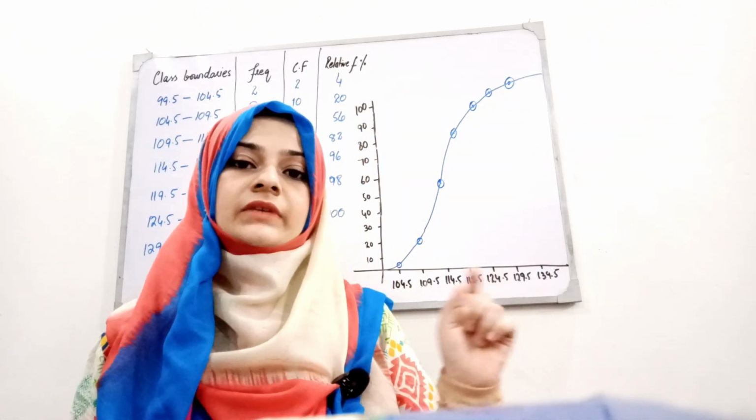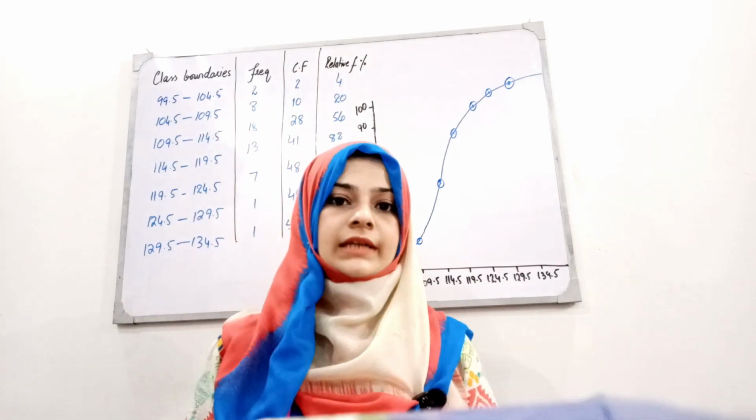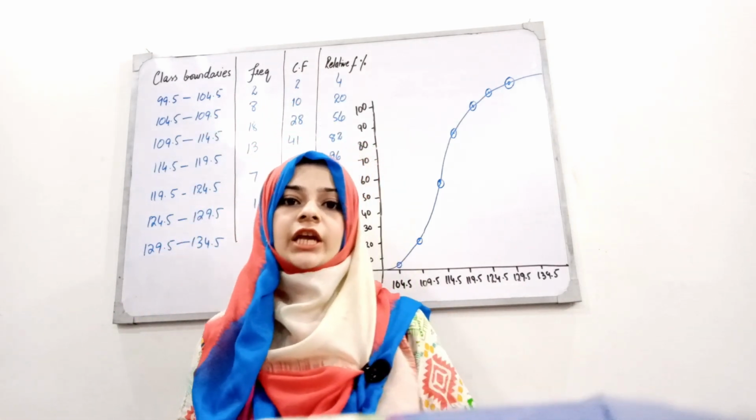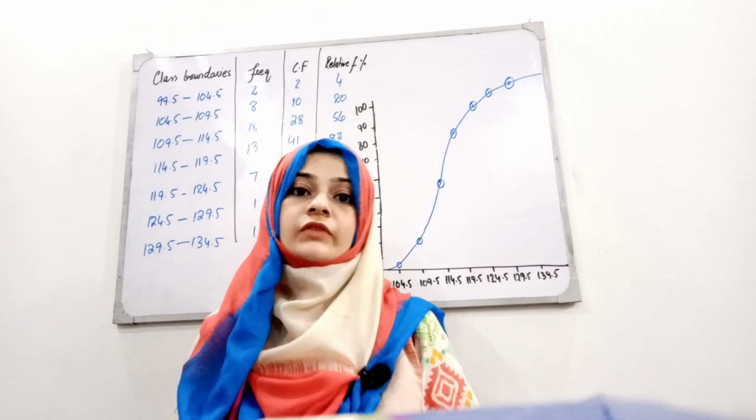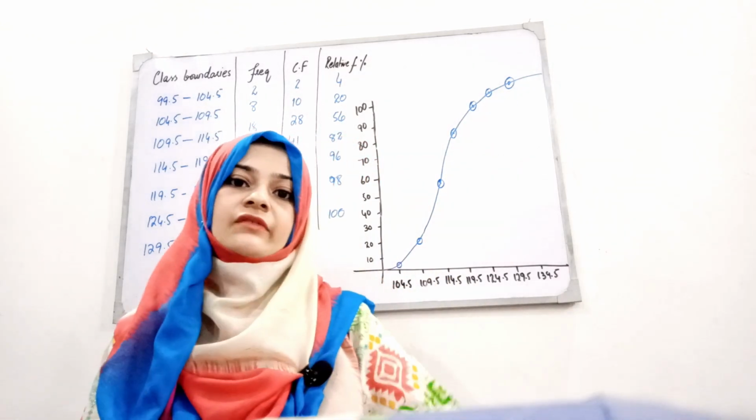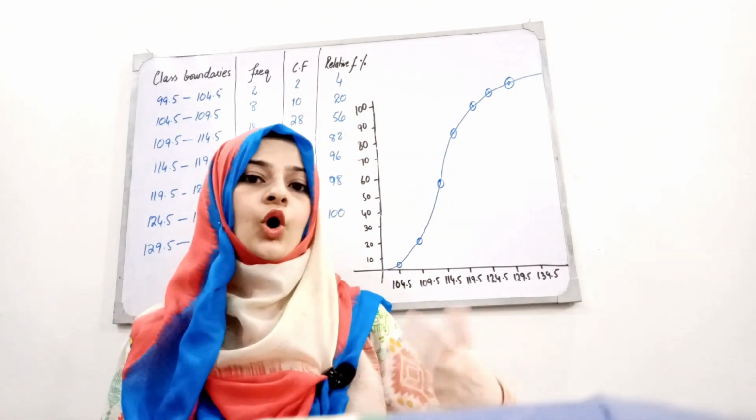Today we are going to learn how we can calculate the interquartile range or the quartile deviation with the help of the OGIVE, Cumulative Frequency Polygon or Curve.